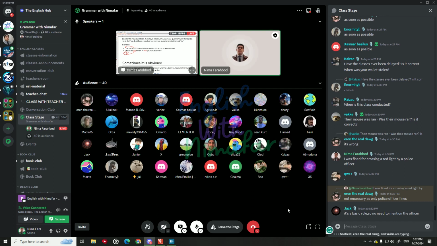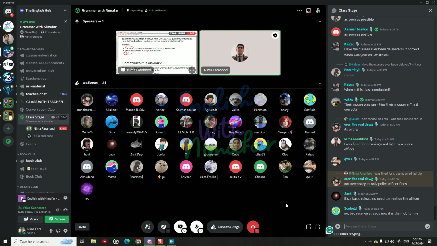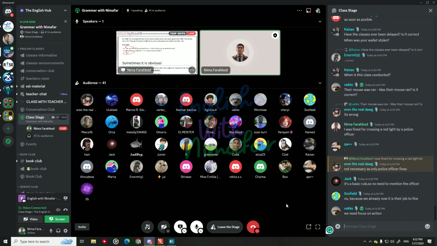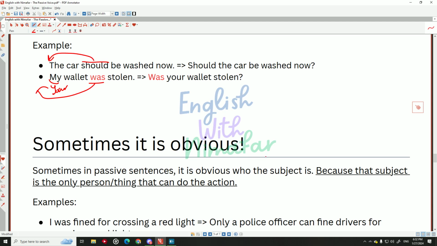Perfect, perfect. Because the only person who can fine you is a police officer. A mechanic cannot fine you. A doctor cannot fine you. A teacher cannot fine you for crossing a red light. Because we already know, it's their job to fine. Exactly. So it's not really okay to say I was fined for crossing a red light by a police officer, because we know that.